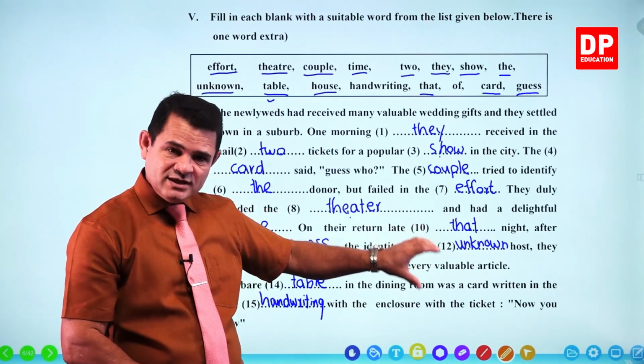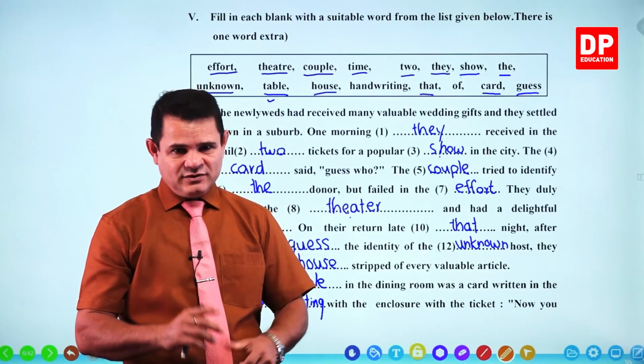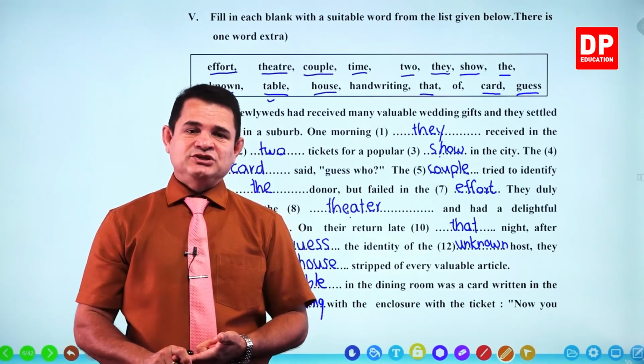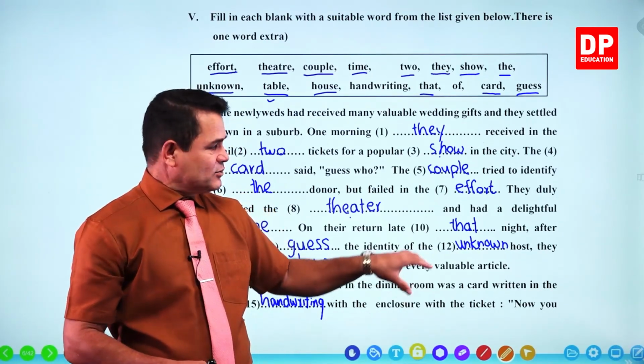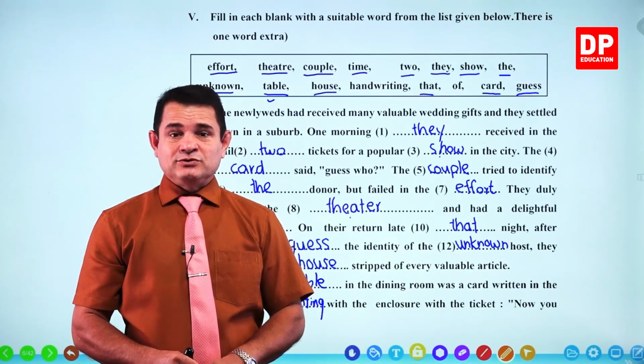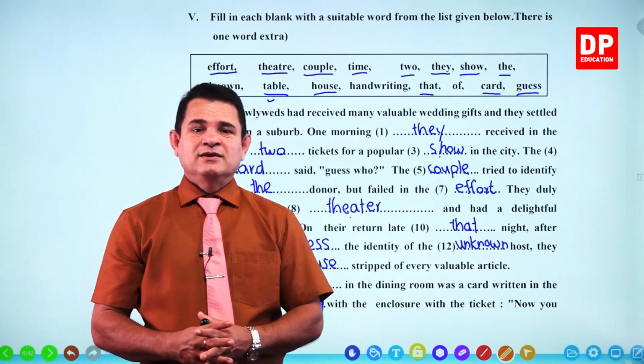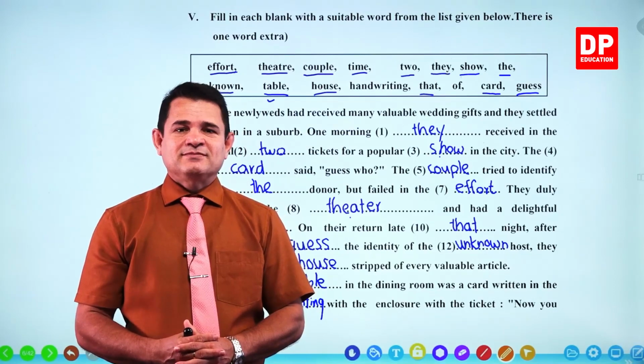You can expect new questions in this same style. Fill in the blanks using the correct form of the verb, forming questions, and close passages like that. So get ready and practice questions like this. Then you will be able to answer the questions well.